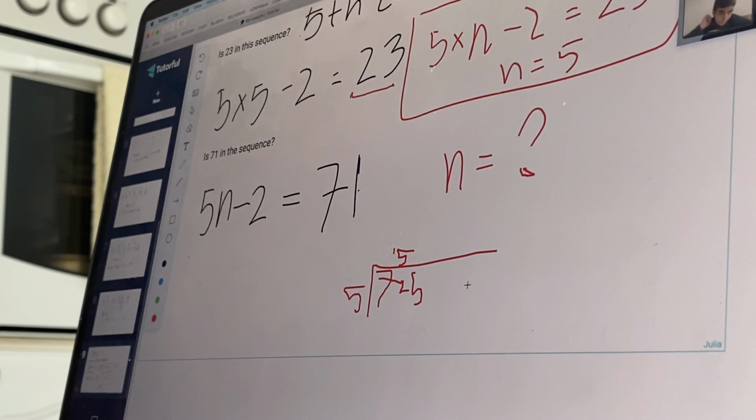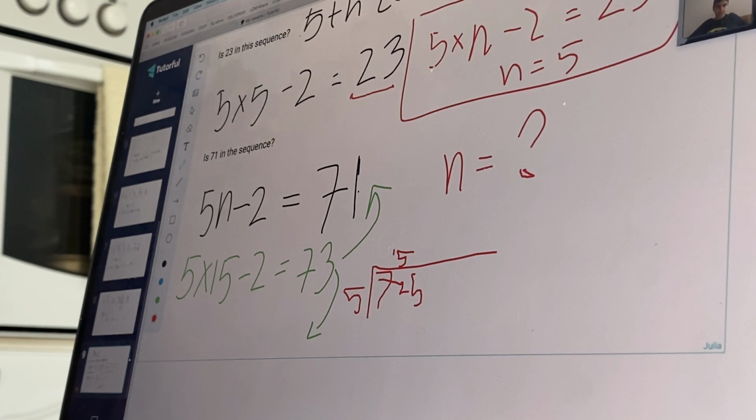So we have 5 times 15 minus 2 equal to 73, and we can't get from 73 to 71 by adding or taking away 5, right? There's no way to do that. So great, well done. So what we're looking for here is the terms that we know, and then we compare them with the ones that we don't know. Okay, so in this case, 71 is not in the sequence.